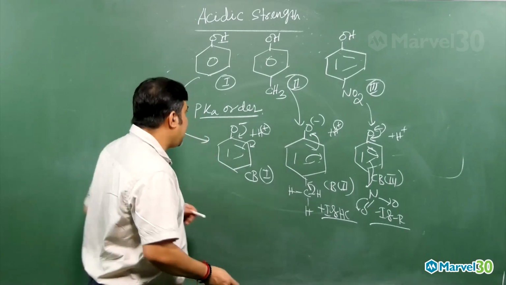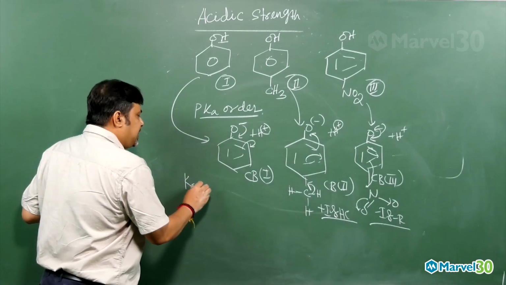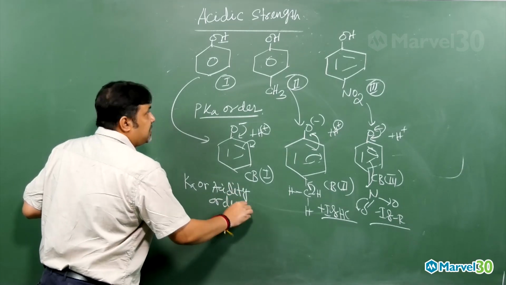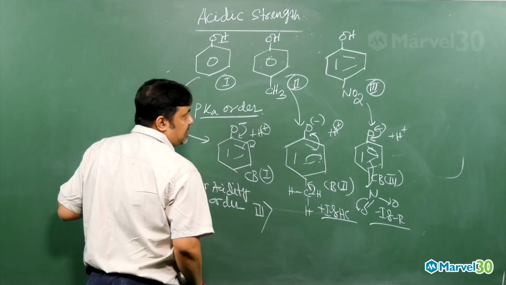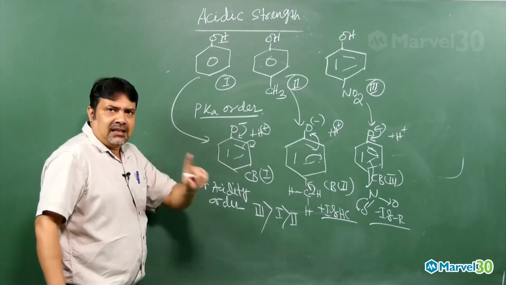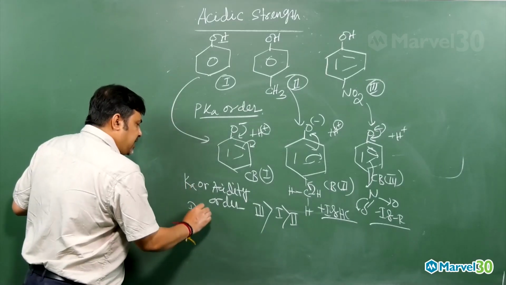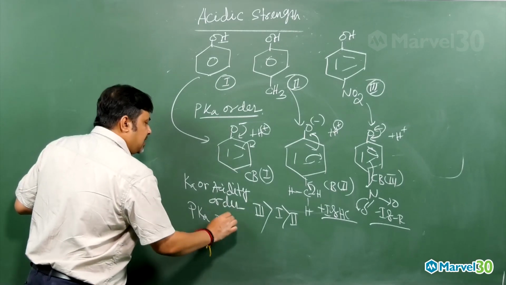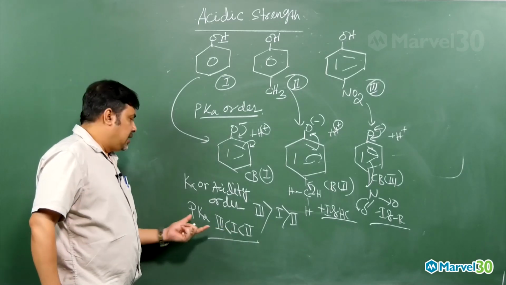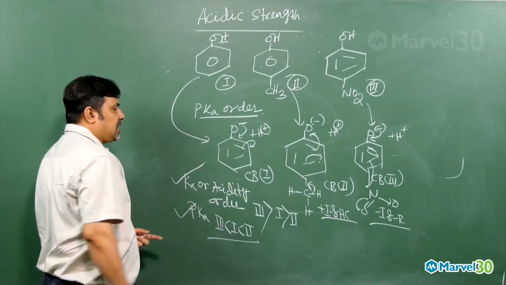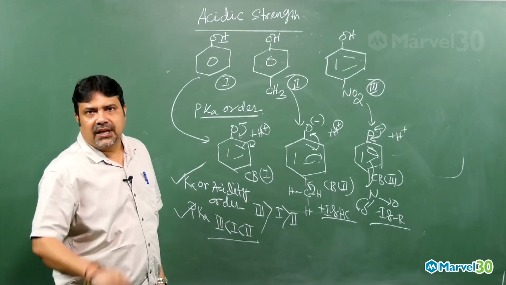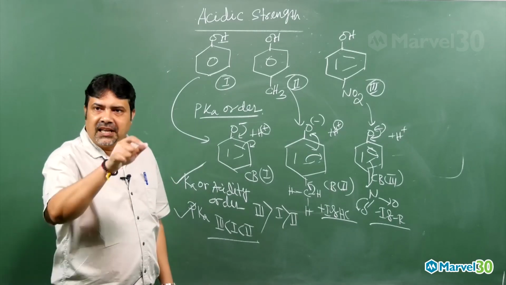So the acidity order, or Ka order, will be: 3 is the strongest acid, then 1, and then 2. The reverse will be the pK order. If the question asks for the pK order, you make it reverse: 2 is greater than 1, and 1 is greater than 3. That is the pK order, and this is the acidity order or Ka order. The explanation comes from different types of electronic effects which explain this phenomenon. I hope it is very clear to everybody.